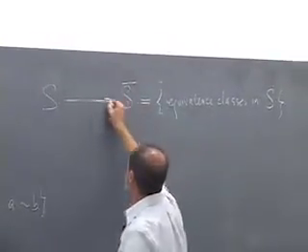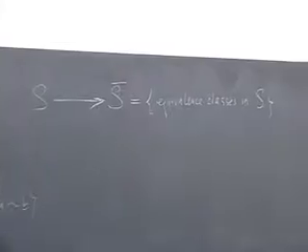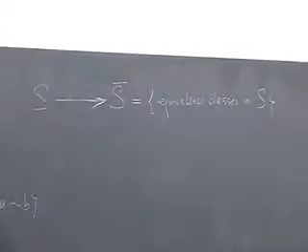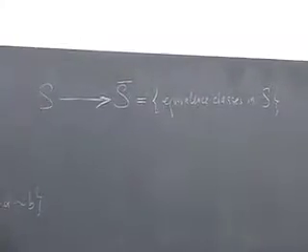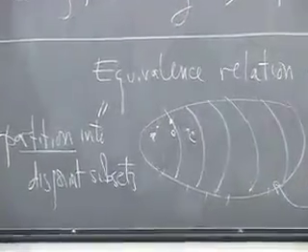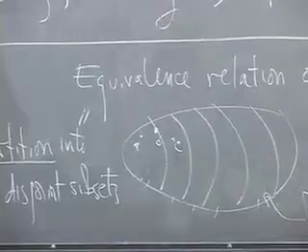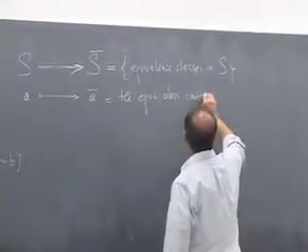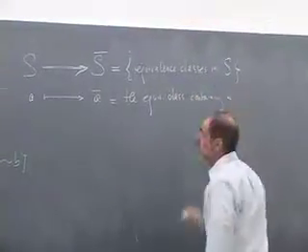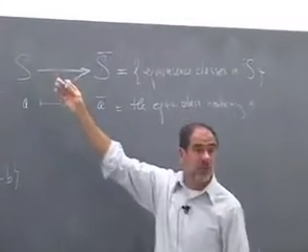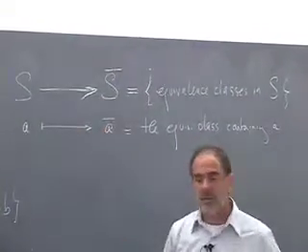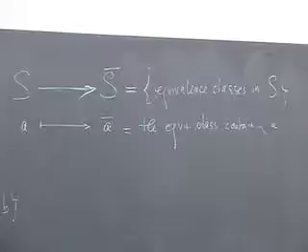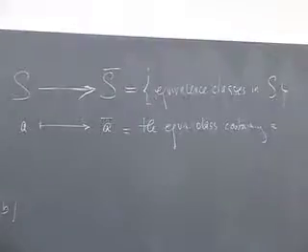There's a map from S to S bar of sets that takes an element A in S into its element in S bar, the equivalence class containing A. So this might be written like this. A goes to A bar, the equivalence class containing A. So this map is not an injection of sets, but it's surjective. Everything in S bar comes from S because every equivalence class contains something.